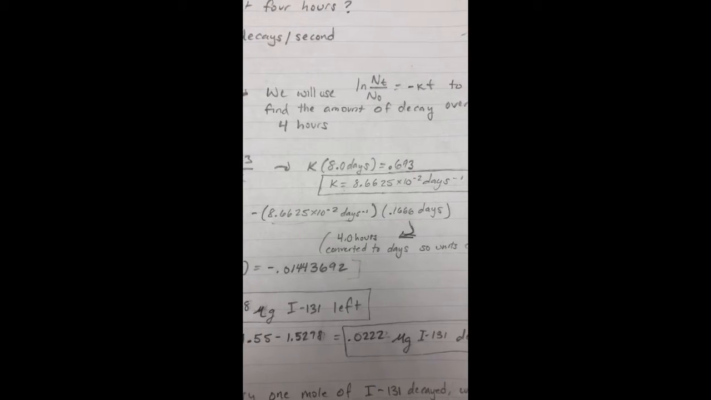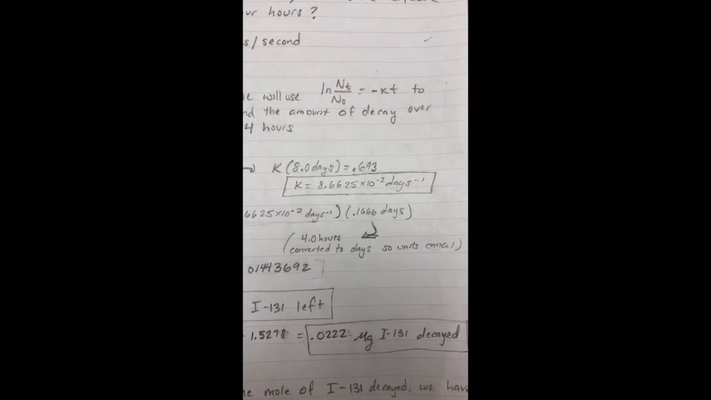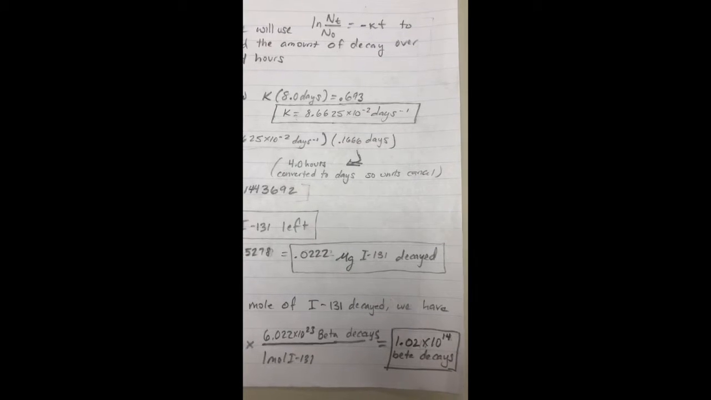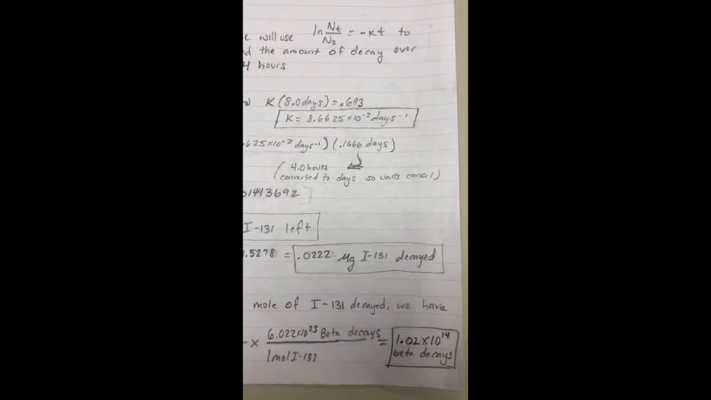Now that we have k, we can plug in our variables into the integrated rate law. We must remember to make sure that our units of k and t will cancel. Thus, it is necessary to convert t, which is 4 hours, into days in order to complete the calculation. We can use our natural log laws, in which log division becomes subtraction, to solve for our answer of 1.5278 micrograms of iodine-131. This value is how much of the isotope is left over at the end. To find the amount that decayed, we need to subtract this from our original value of 1.55 micrograms to find an answer of 0.0222 micrograms of iodine-131 that decayed.